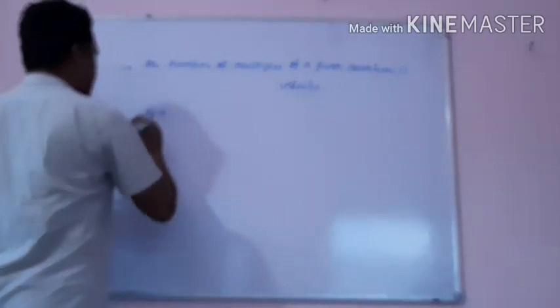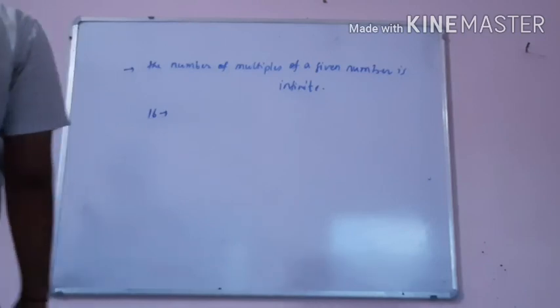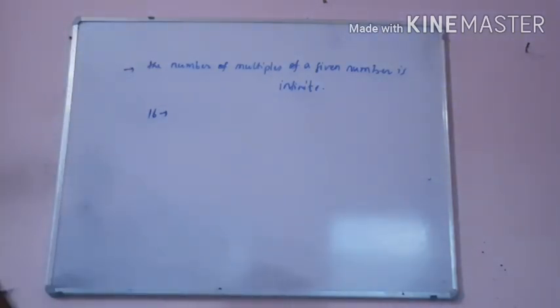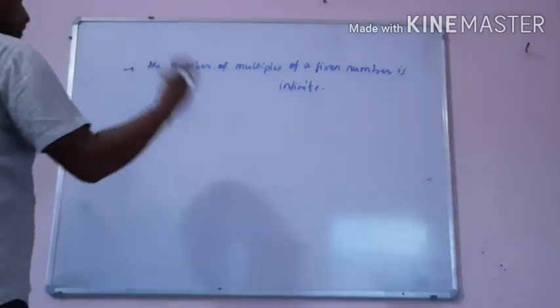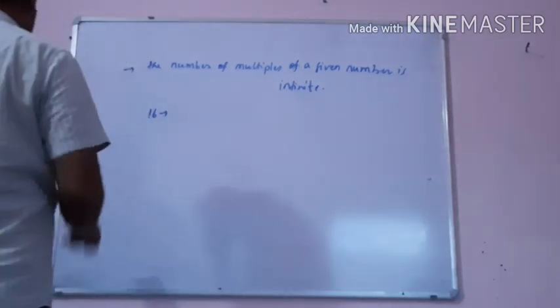For 16, there are an infinite number of multiples. You multiply 16 by any number, and that product will be a multiple of 16. So we cannot count the number of multiples. In the case of multiples, the number is infinite, but in the case of factors, it is finite.